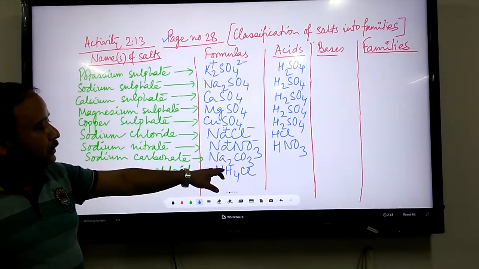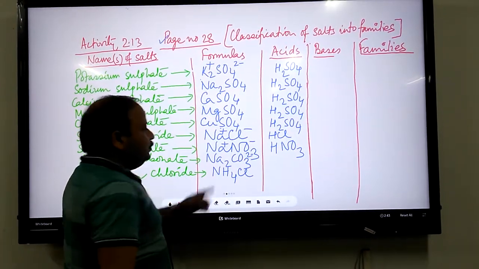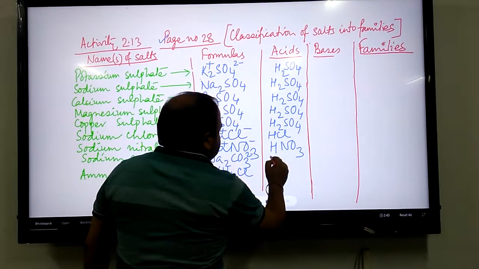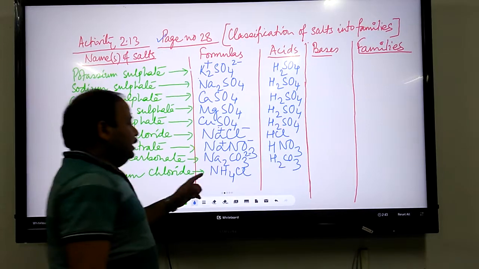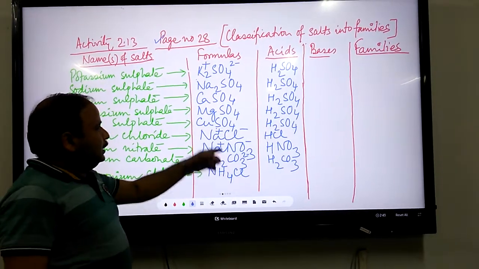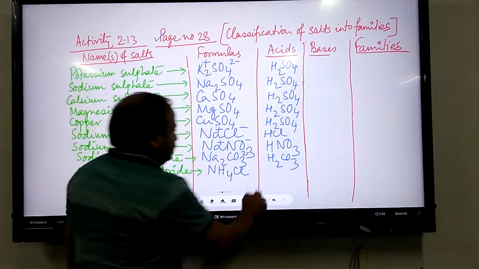In the next salt, the negative radical is the carbonate radical having 2 minus charge. So in this case, the acid will be H2CO3, that is carbonic acid. In the next salt, as you can understand from sodium chloride, here in this case the acid will be HCl.